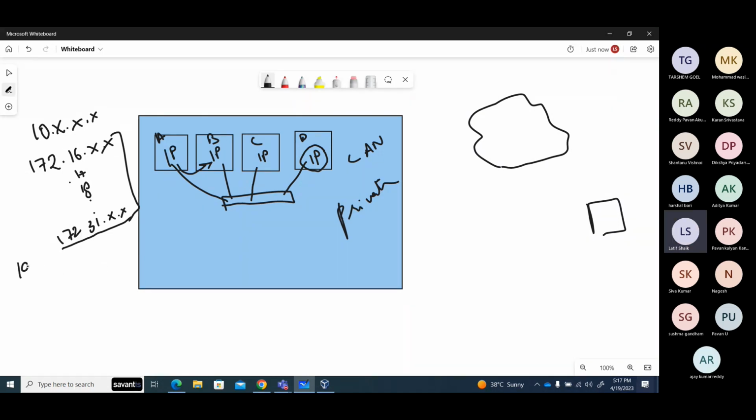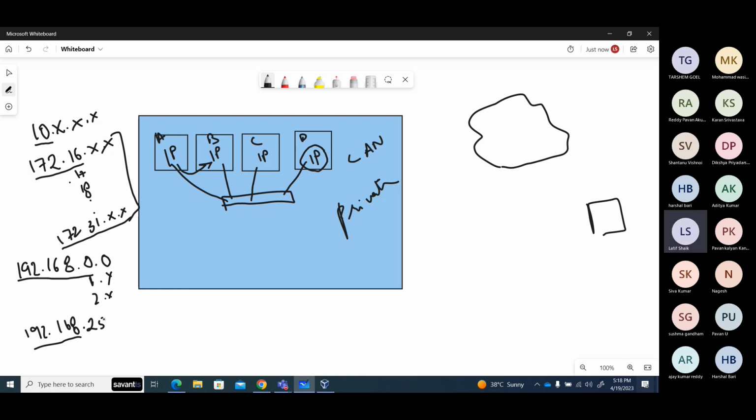Or I can use the 192 series, 192.168. 0.0 is the first one. This is class C, means the first three are the network portion. This is class B, the first two are the network portion. This is class A, the first one is the network portion. Means this won't change in the entire private network. 192.168 never changes, but the network changes. This is another network, this is another network, like this up to 255, another network.